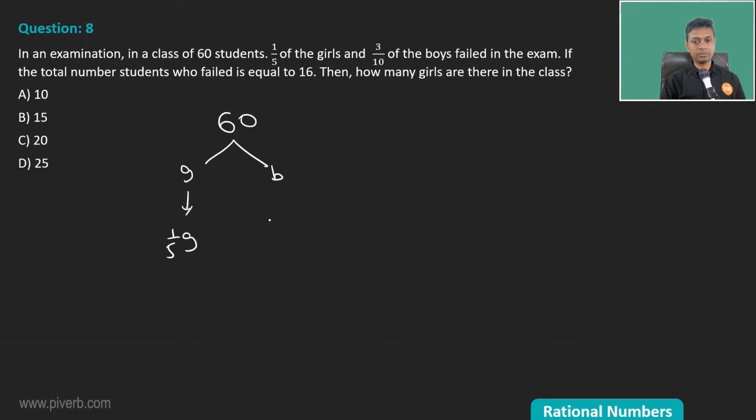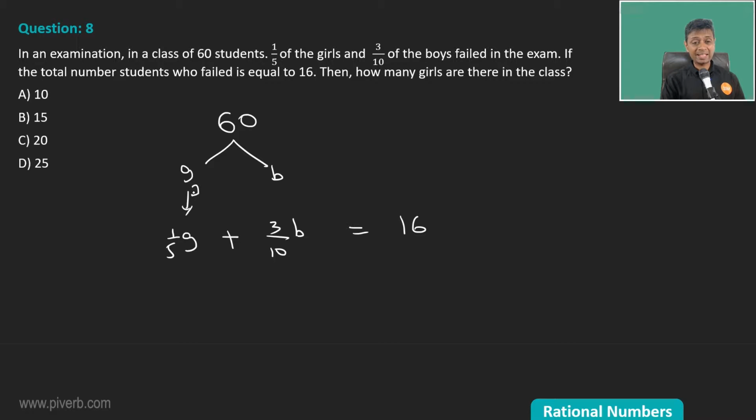1/5 of the girls and 3/10 of the boys failed in this exam. If we add these two, totally 16 people failed in the exam. How many girls are there in the class? It's a very classic, simple equation question.